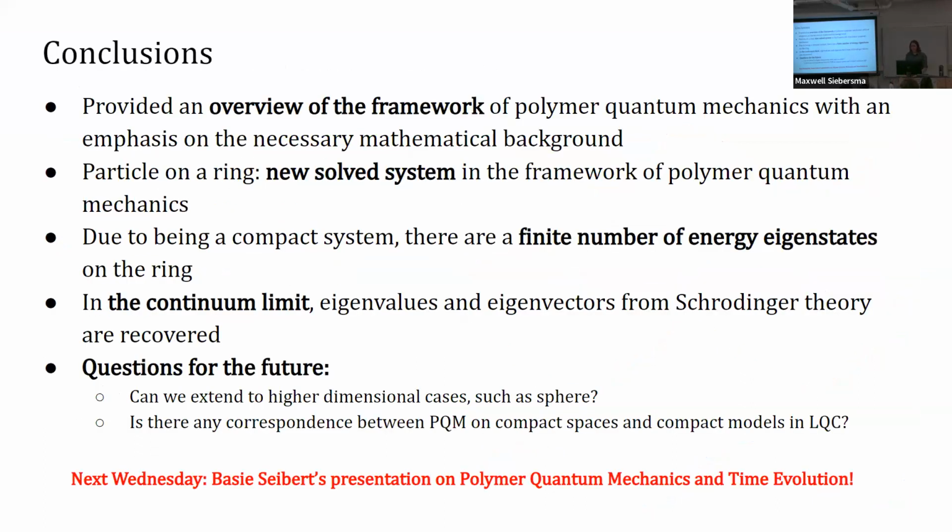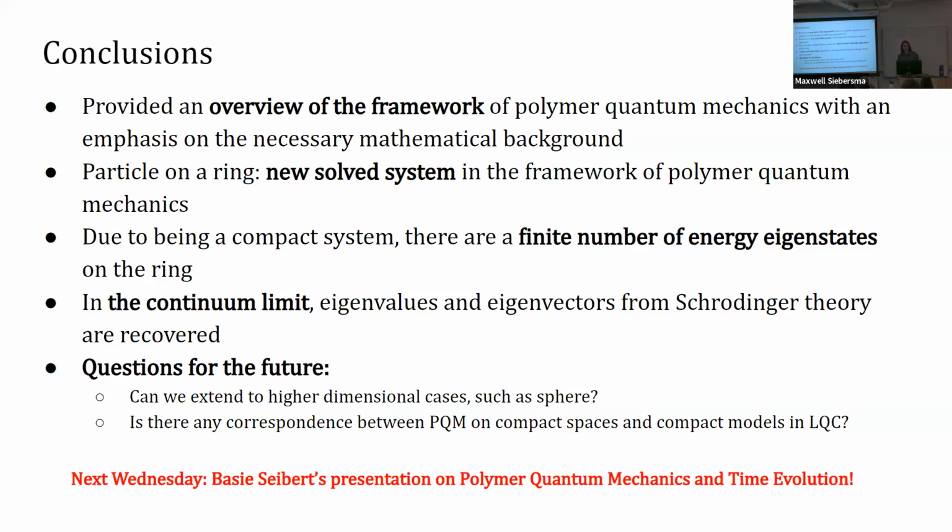So just to summarize everything I've done, I provided a pretty comprehensive overview in my thesis of polymer quantum mechanics and all of the math and a lot of the calculations you need to build it up. Using all of that, I was able to solve for the energy eigenvalues and eigenstates of the particle on a ring system, which to my knowledge has not been done before. So it's pretty exciting to have a new quantum system that we can analyze.